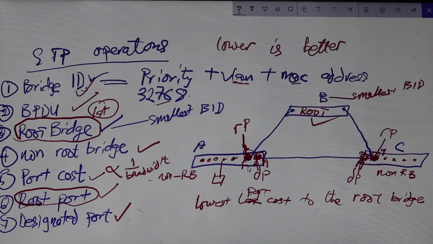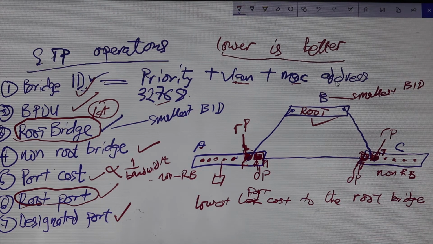Now the switch, STP will look at the switch with the lowest MAC address. Supposing this switch A has the lowest MAC address, its port will not be blocked. For switching, lower is better. The switch with the higher MAC address, its port will be put in a blocking state. So now STP has achieved its aim.